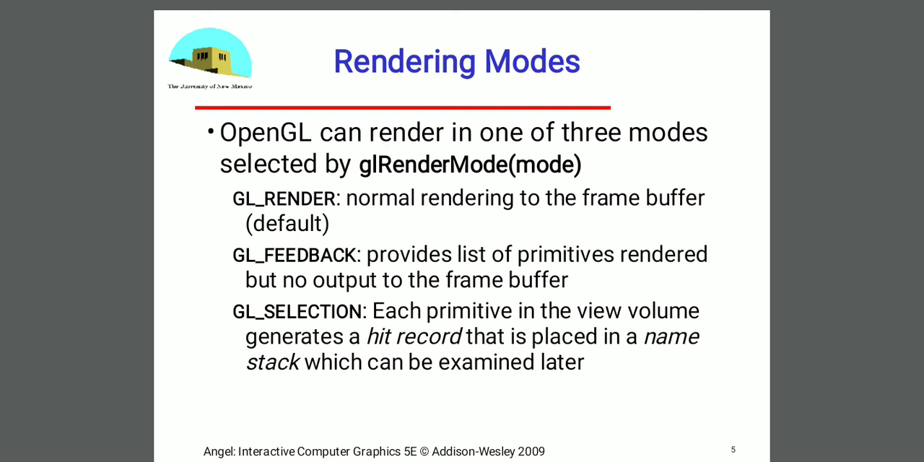What is GL selection mode? You know about view volume, parallel view volume and perspective view volume, correct? In perspective or parallel view volume, one by one you have to draw the object. First you draw a line, then you apply color, then you apply size. Like that one by one we are applying, right? So based on a selection mode, you can pick the object.